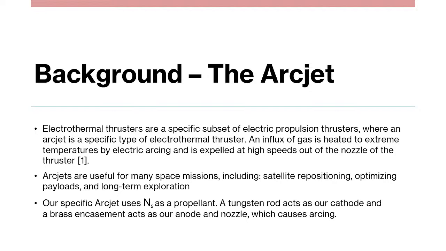And our specific Arcjet uses N2 as a propellant. We use a tungsten rod that serves as a cathode and a brass encasement that serves as an anode. Those two together produce an arc, and it is all expelled outside of the brass nozzle.